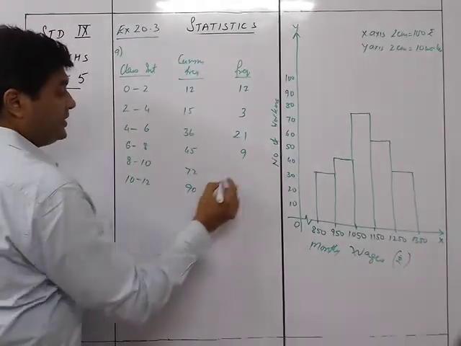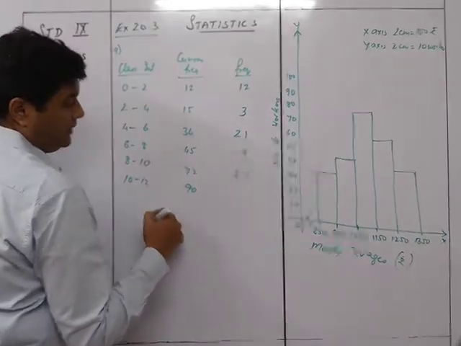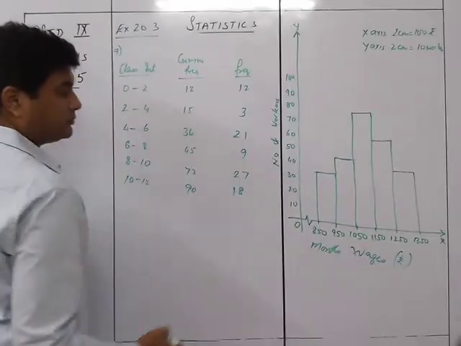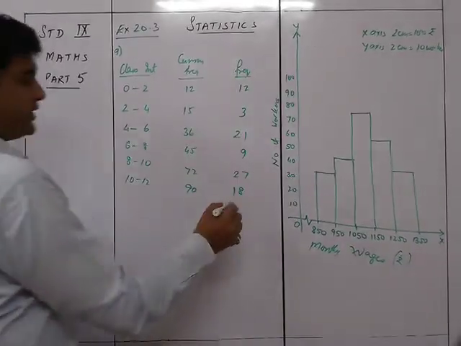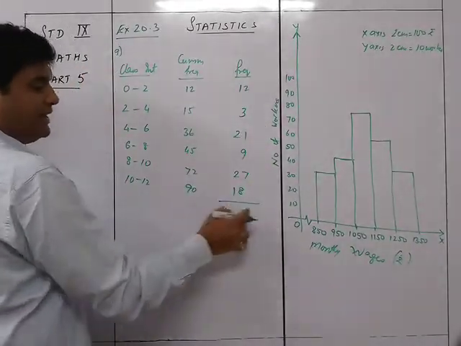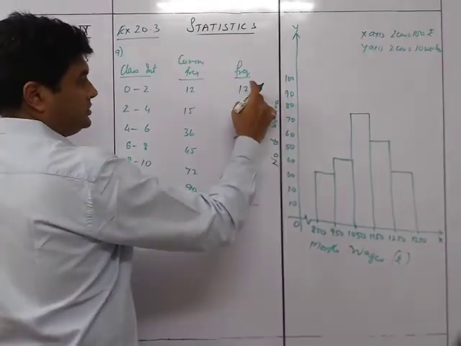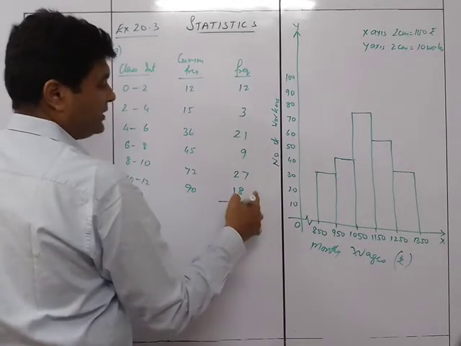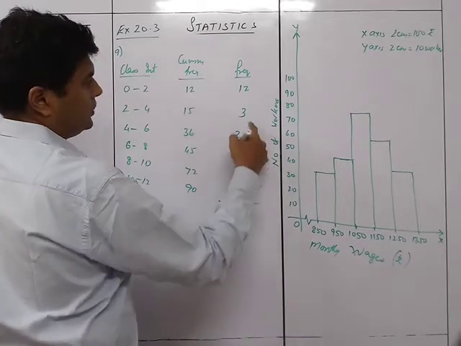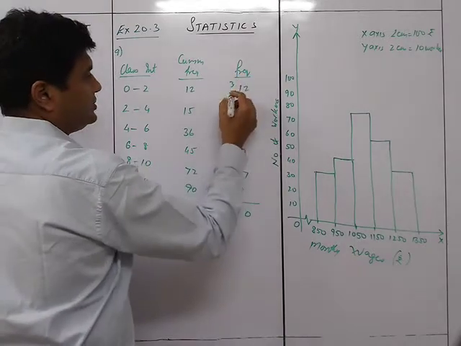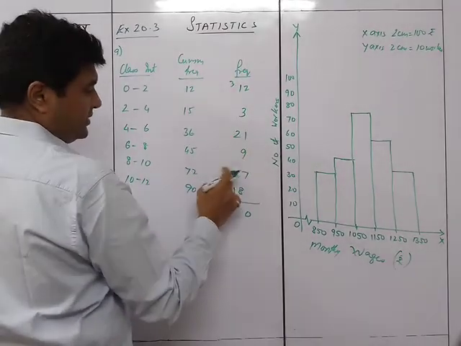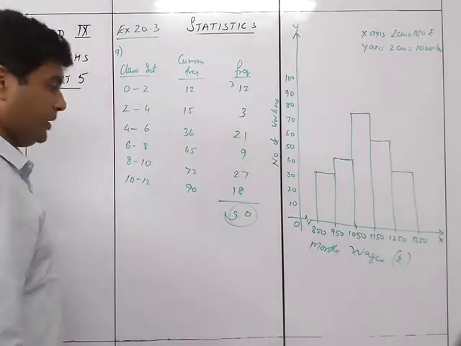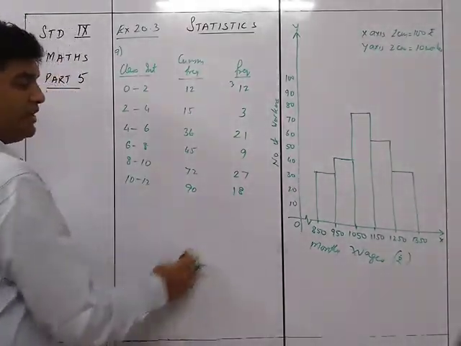This will be 22, 22 plus 5 is 27. And this will be 18. Okay, you can check over here. If the total is 90, then it's correct. So 12 plus 3 is 15, plus 21 is 36, plus 9 is 45, plus 27 is 72, plus 18 is 90. Yes, perfect. So this is correct. We don't need to worry. Now we need to plot it.